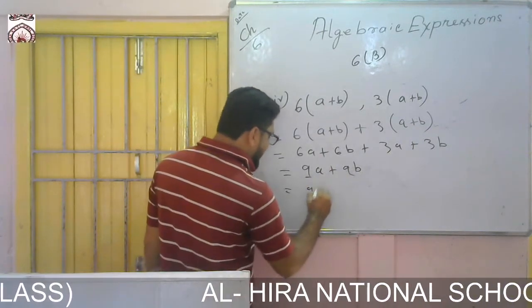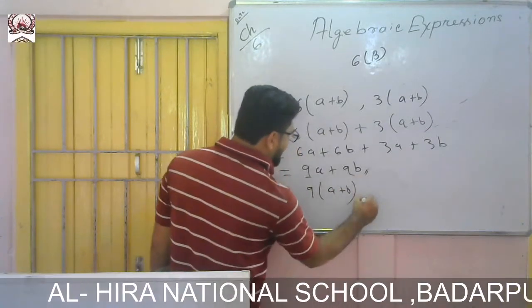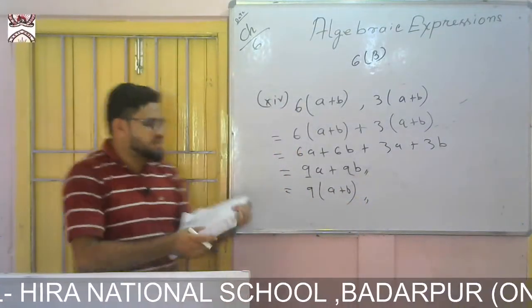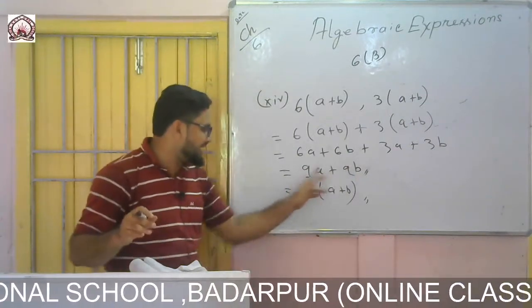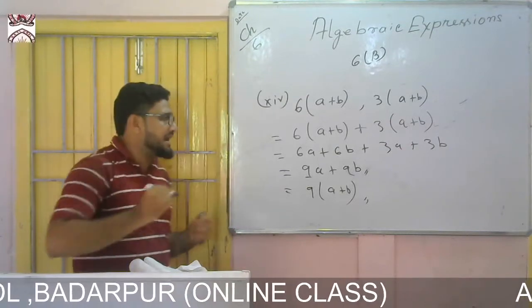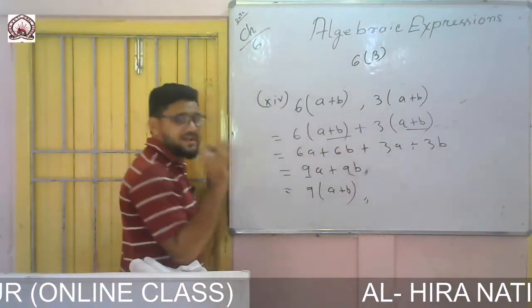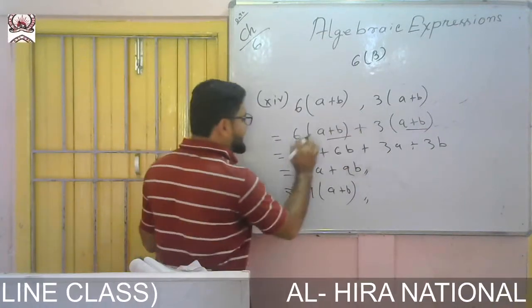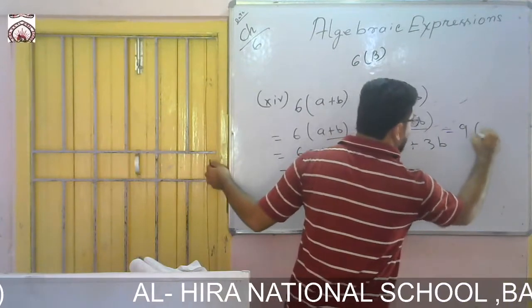Here also you can keep it, or you can write like this. From both you can take 9 common, then 9 into a plus b. Any one you can write, no problem: 9a plus 9b, or 9 into a plus b. From there I have taken 9 common. Understood? Here you see a plus b is the variable part, so you keep it, then 6 plus 3 is 9. So here also you can write 9 into a plus b.